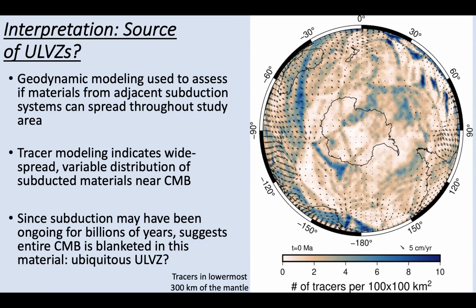If we take this a step further, it's kind of intriguing because subduction has actually been going on for billions of years, presumably, on our planet. This model only covers about 450 million years. And if that's the case, it's very possible that the entire CMB is blanketed in these subducted materials, which could potentially make a case for a global ubiquitous ULVZ across the core-mantle boundary.